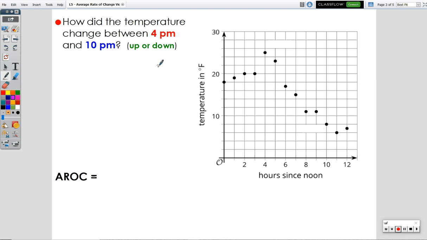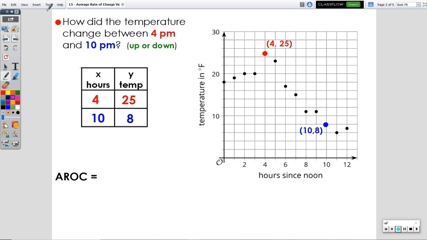Okay, let's look at this situation. How did the temperature change between 4 p.m. and 10 p.m.? Did it go up or down? So the first thing we need to look at is where is 4 p.m. and 10 p.m. on this graph. So these are our hours since noon. So 4 p.m. would be 4 hours since noon. That's this point right here at 4, 25. So my temperature is 25 degrees at 4 o'clock. At 10 p.m., we're down here at 8 degrees. So if we're looking for the rate of change between these 2 temperatures, I want to know if that rate of change went up or down. And hopefully you can see from here to here, our temperature is falling, it's going down.